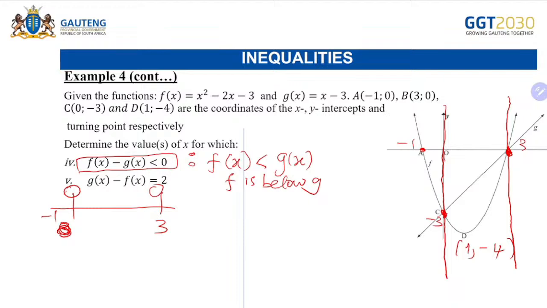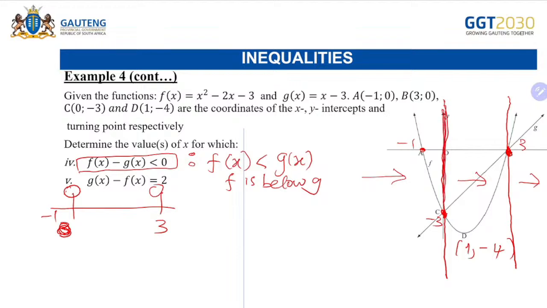So now I'm going to read the graphs from left to right. From this side, I'm going that way. I want to locate the region where the graph of f is below the graph of g. That's what I want: f is below g. So I'm going to check. Now look at the first vertical line.